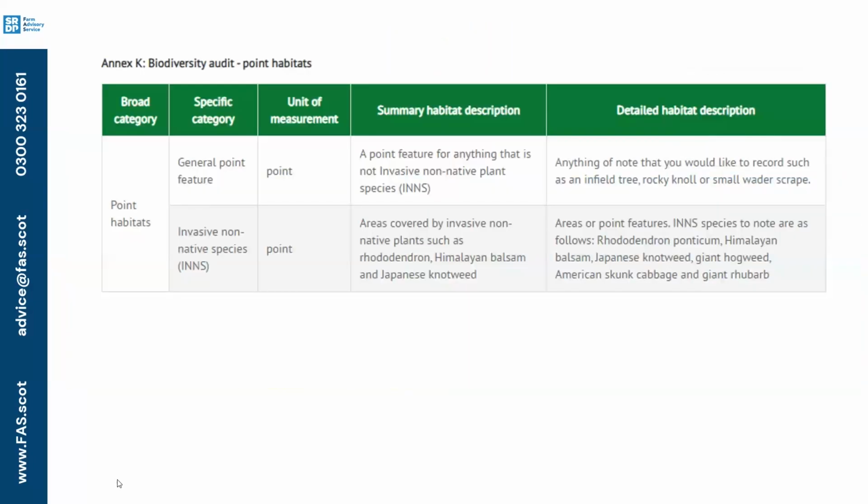And finally, to include are the point habitats. So it's any general features such as native or non-native invasive species. You can just include a little dot with a label for those.